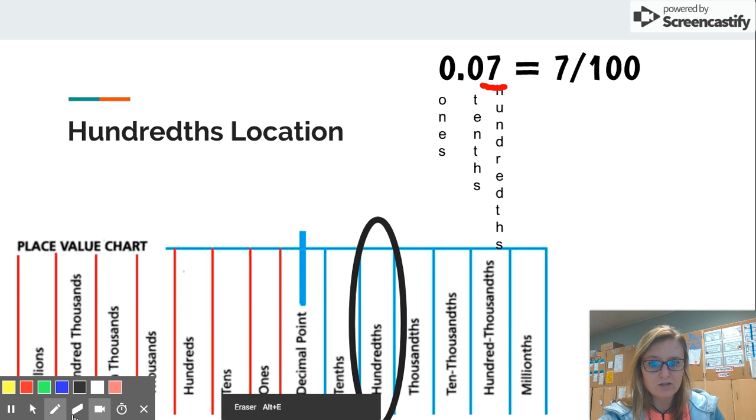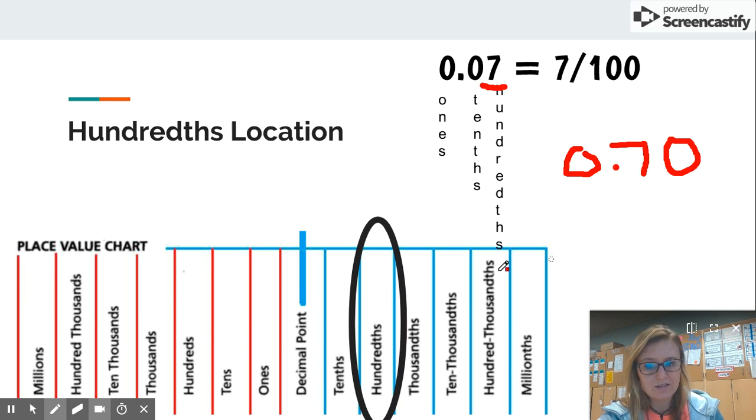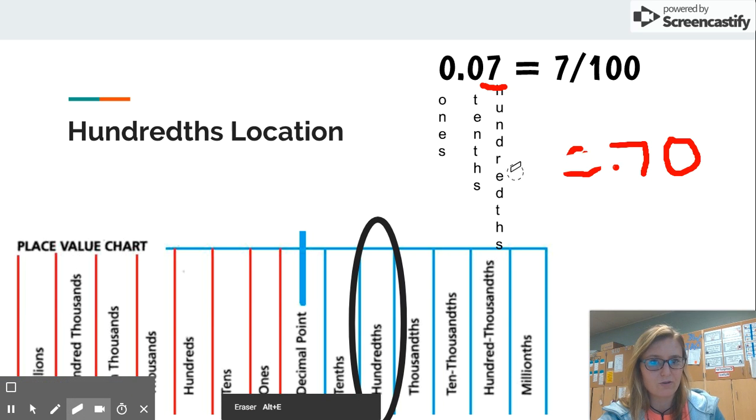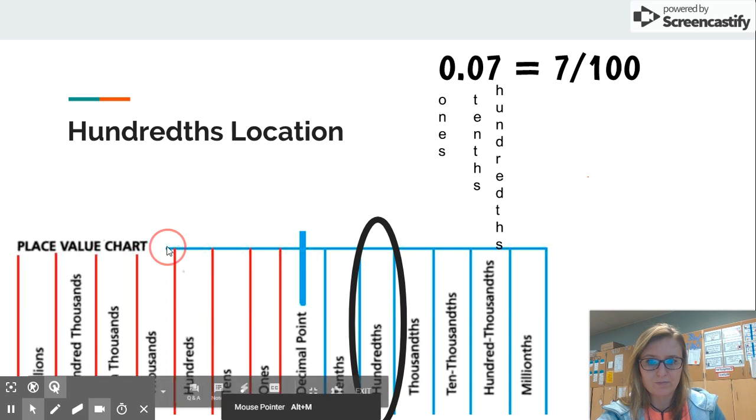Now, if I were to write 0.7, that is not 7 hundredths. That is actually 70 hundredths. So that is where the difference comes in. So be careful so that you don't get confused by that today in your lesson. Okay? All right, so let's take a look at our next example.